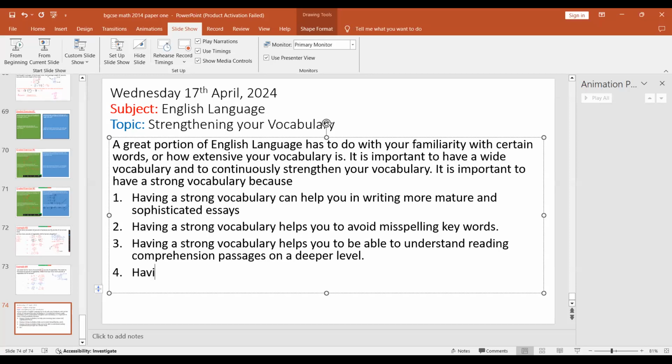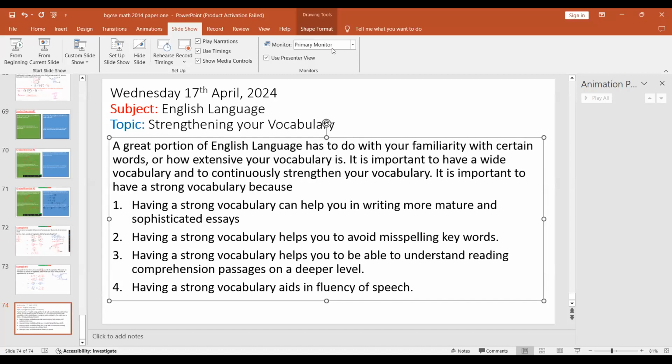Also, having a strong vocabulary aids in fluency of speech. Like Malik said, when you have a strong vocabulary, you are able to speak fluently, right? And avoid making mistakes when you're reading. All right. So these are at least 4 reasons why it's important to have a strong vocabulary.